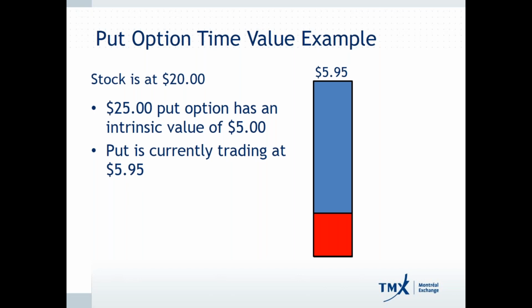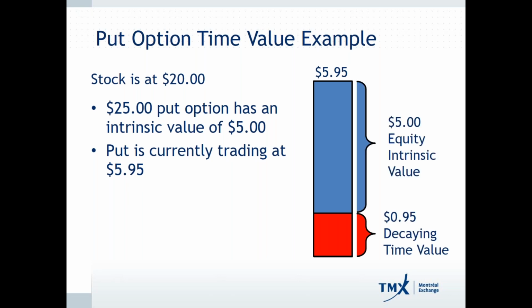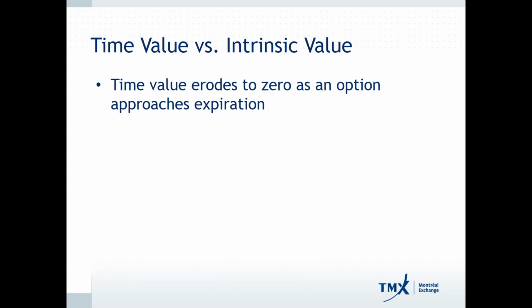So if the put is currently trading at $5.95, then what you have is an option that is made up of 95 cents of time value that is decaying to 0 and that $5 of intrinsic value. And so it's important to be able to just simply differentiate that. So just to touch a few more quick points on this, time value versus intrinsic value.